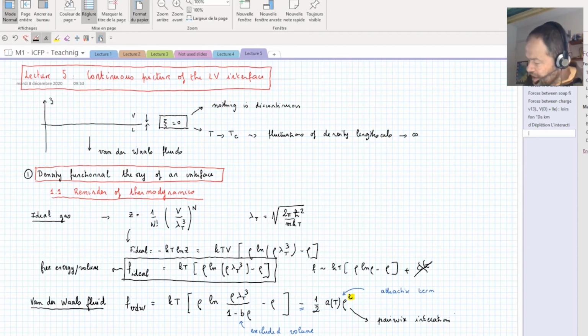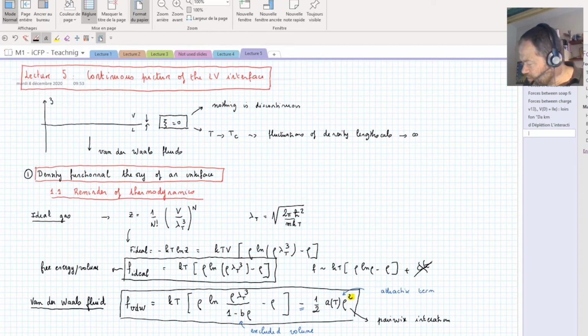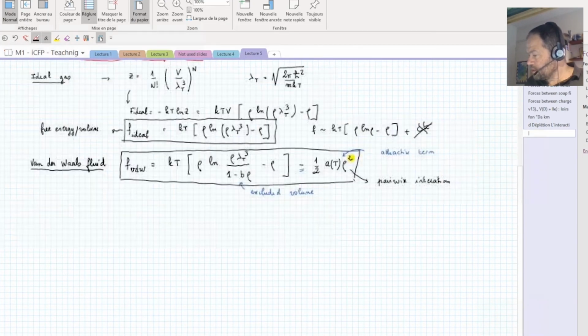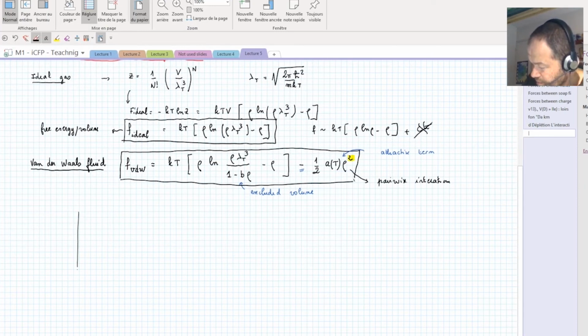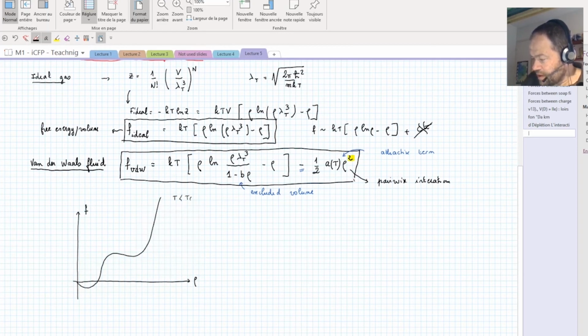Well, this you have seen in your StatPhys classes, so I don't want to spend much more time on that, but this is what you already know. And the idea is that from that, you can plot this function, so f as a function of rho, and this function will have this shape for a temperature which is smaller than the critical temperature.